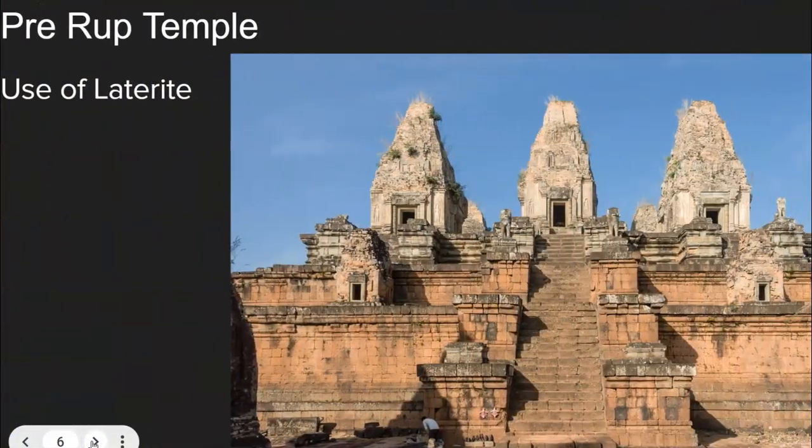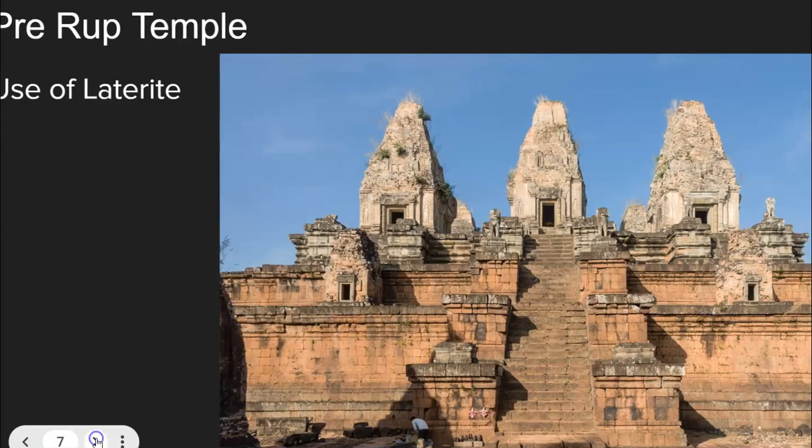Then this slide is to give you more examples of laterite being used for the foundation and for building the temple. This is from Prairuk temple. So with this example, we can learn more about the second type of stone, which is called laterite.